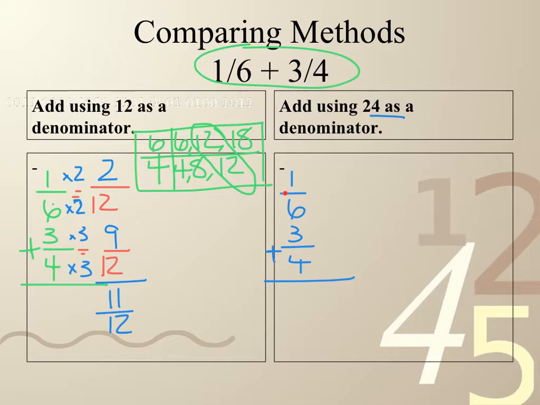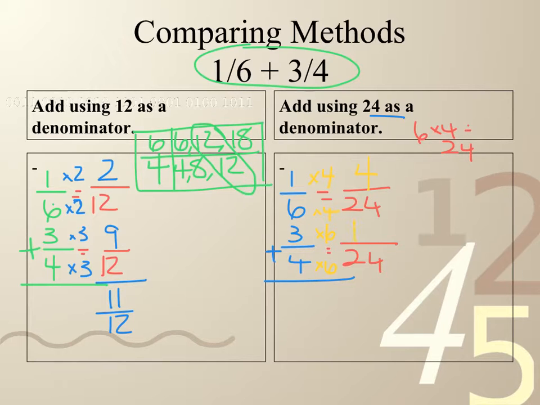6 and 4. So I know that 6 times 4 is 24. So I could use that as a common denominator. After all, the rule is we just have to have a common denominator to add. We multiply 6 times 4 to get 24, so we'd do the same thing to the top, and we end up with 4/24. The fraction on the bottom, we multiply 4 times 6 to get 24, so we do the same thing to the top.